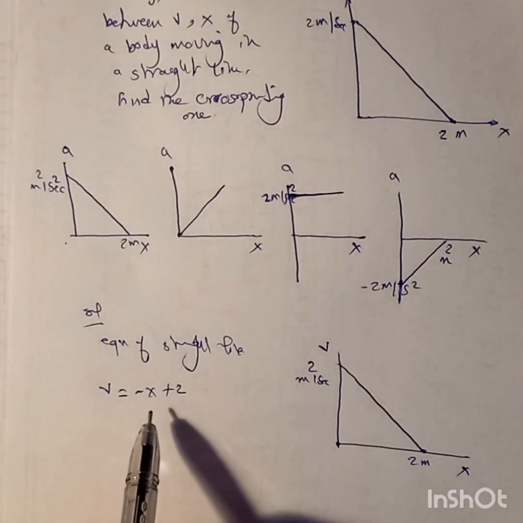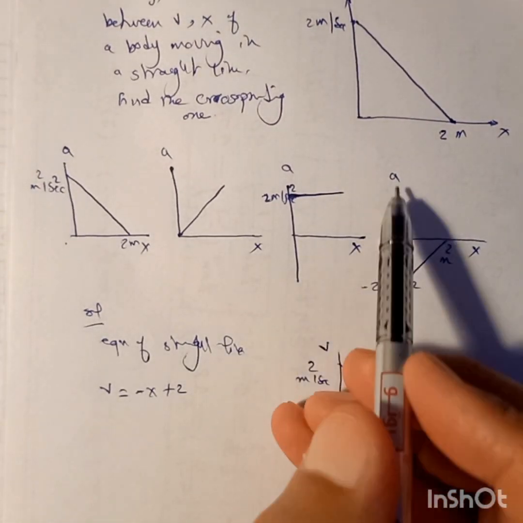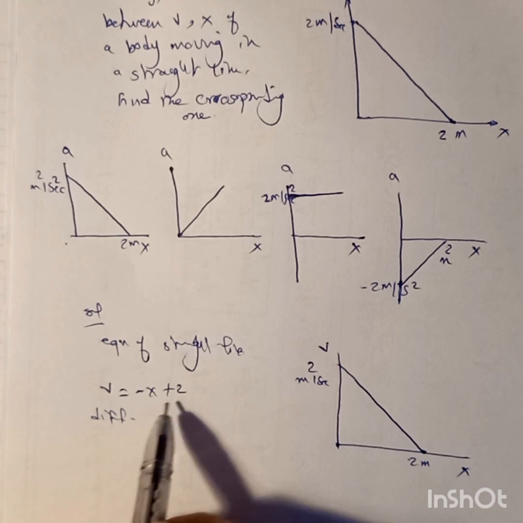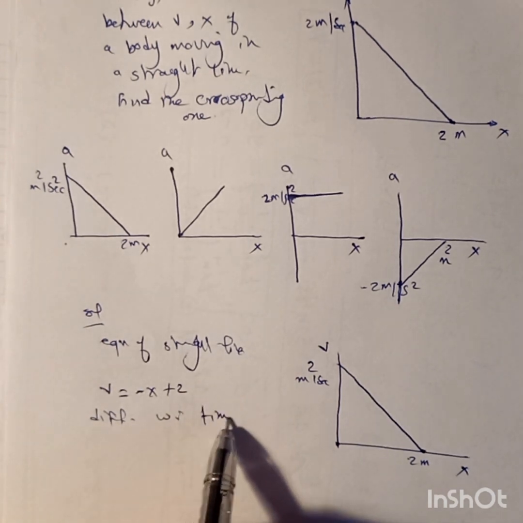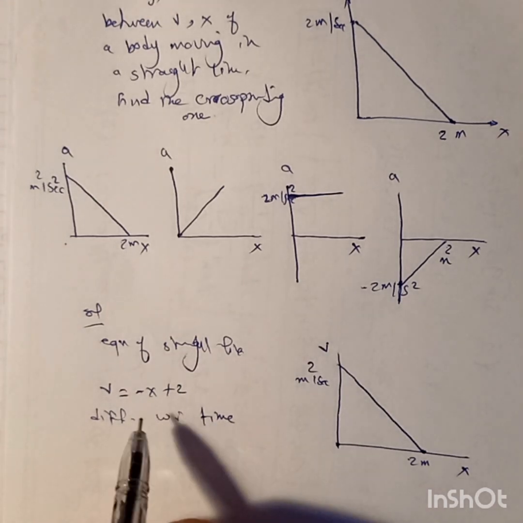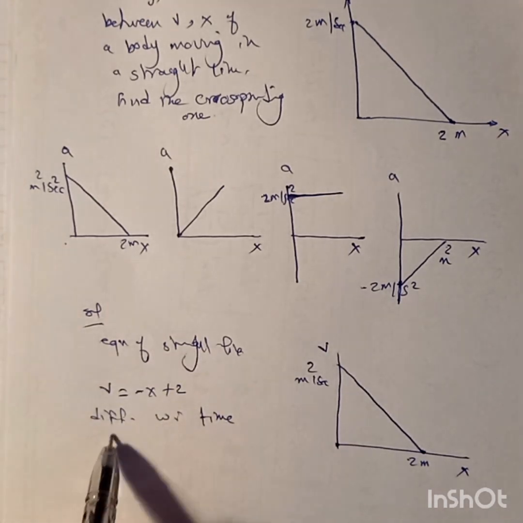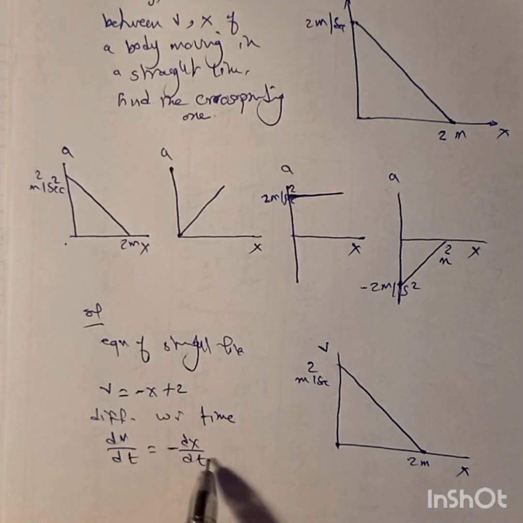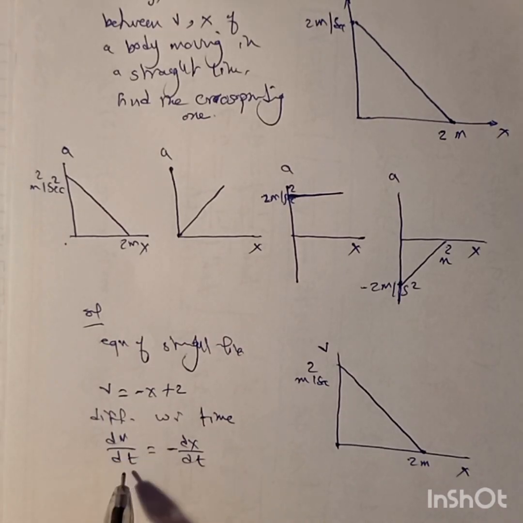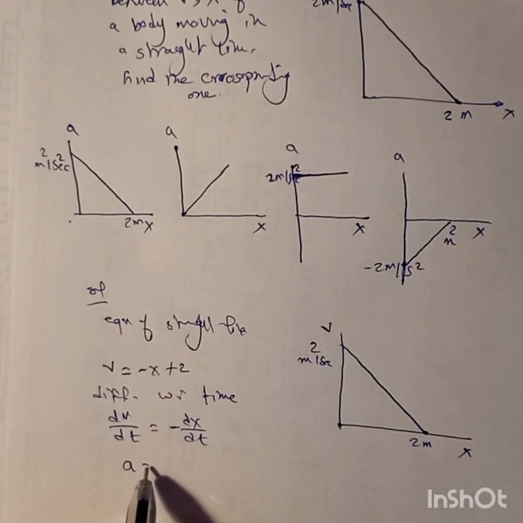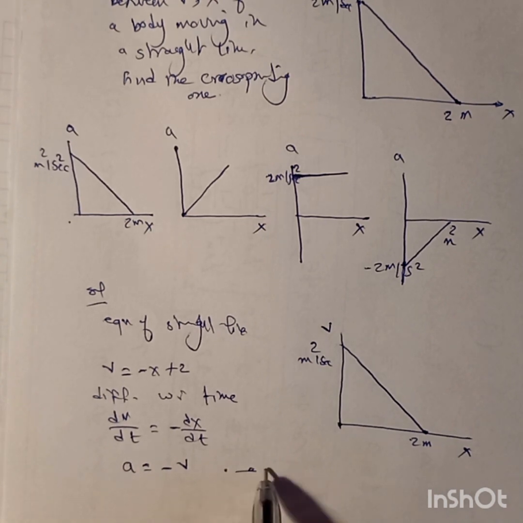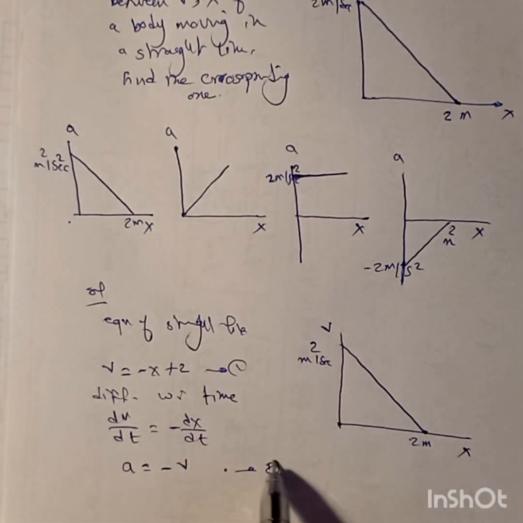This is the equation of the straight line representing the relation between v and x. Then we have to change this vertical axis to acceleration. We need to differentiate this equation with respect to time. For example, dv/dt equals negative dx/dt, where dv/dt represents the acceleration and dx/dt represents the velocity. So a equals negative v. This is equation number 1 and this is equation number 2.